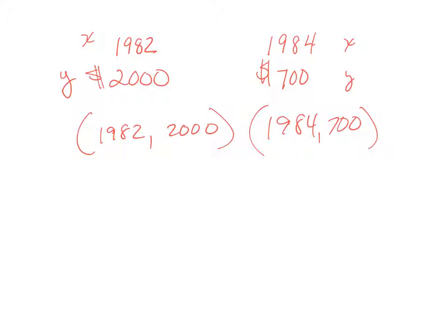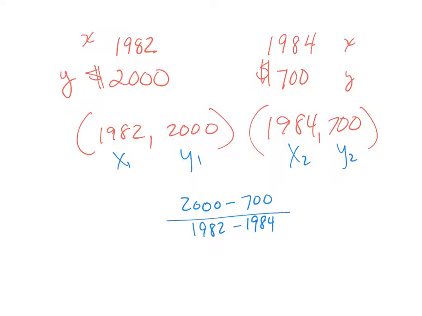So the car is usually not a good investment unless you're a car enthusiast and you have big warehouses full of old cars. All right, so we have x1, y1, x2, y2. We have 2,000 minus 700 over 1982 minus 1984. And that gives me 1,300 over negative 2, because it's going to be negative. We know it's going to be negative. So that's negative 650 over 1 is the rate of change. That means my car over time depreciated $650 a year. Okay?